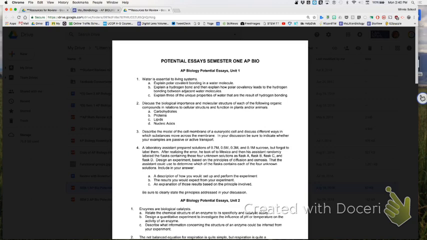So this very first old school essay explained polar covalent bonding in water molecules. So the first thing you would probably need to explain is what is a covalent bond and why would an atom make that covalent bond? It doesn't have to be a long sentence, but then you would need to tell me what is the difference if it's a polar covalent, what's a what? Nonpolar.